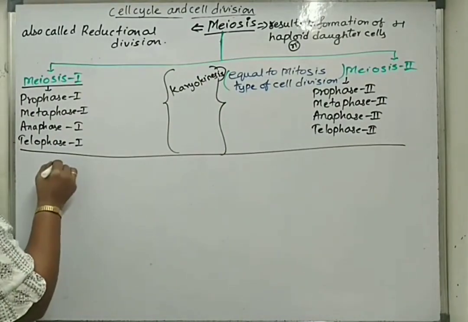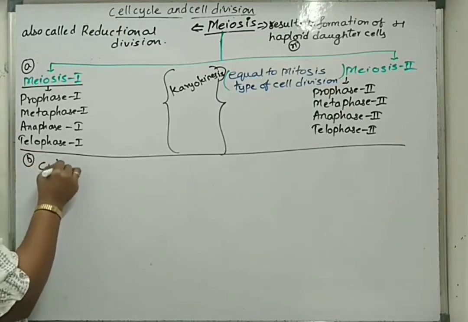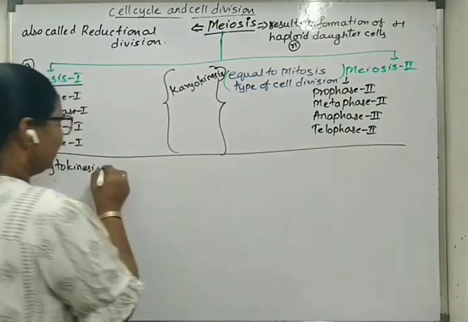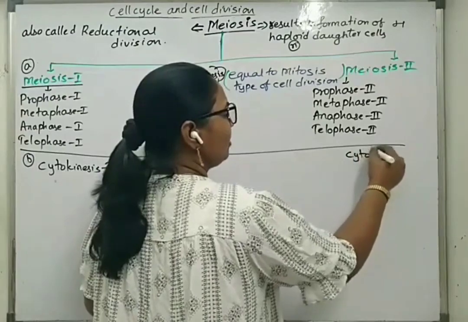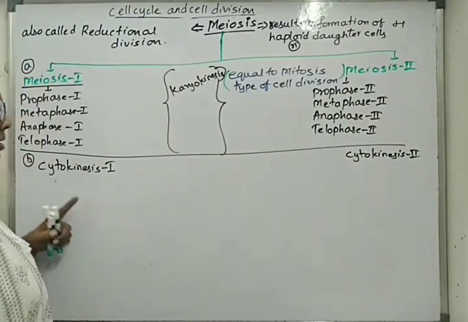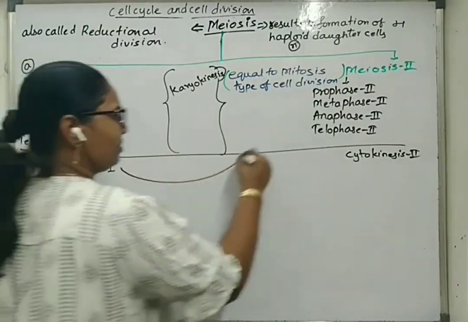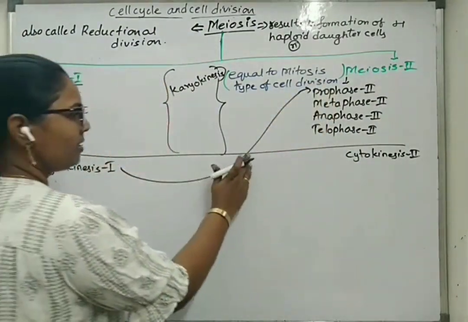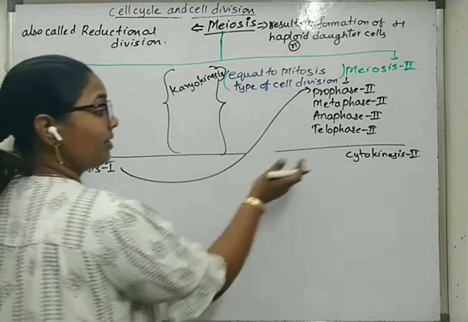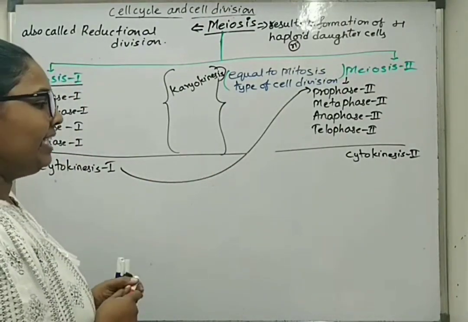After karyokinesis, cytokinesis happens. Here, this is cytokinesis 1, this is cytokinesis 2, means division of cytoplasm. There is a time period between cytokinesis 1 and meiosis 2. Starting of prophase, some ATP, some energy might have been utilized here. So again, the cell has to get ready for meiosis. This time period we are giving a term here as interkinesis.